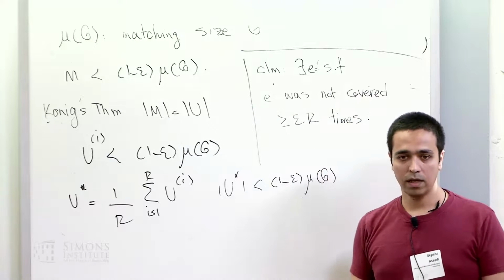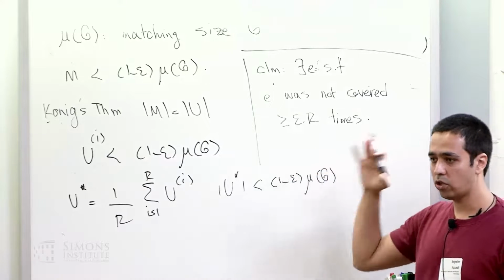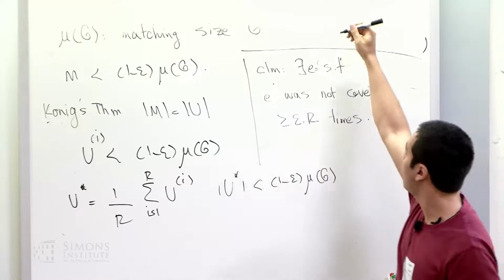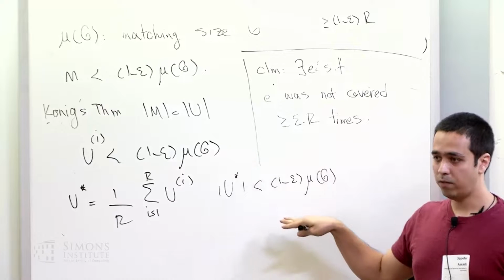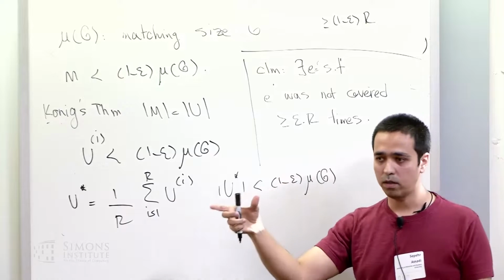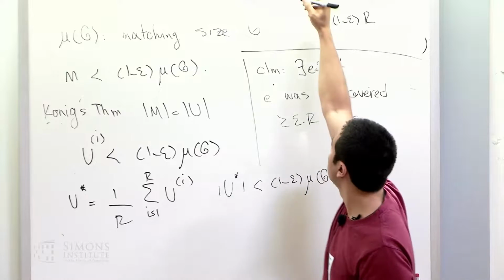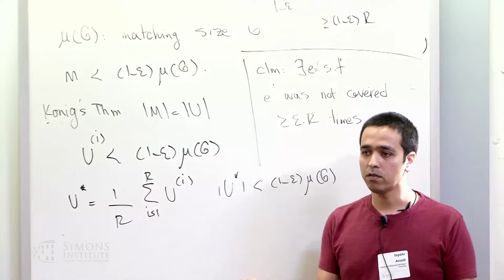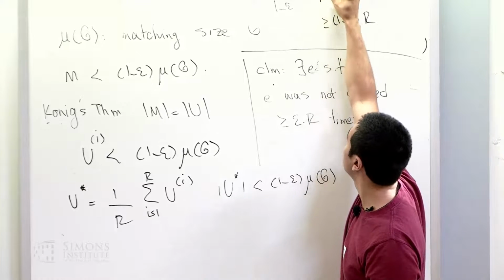There is an edge in the graph that I did not cover many, many times. Why not? Suppose every edge was covered more than (1 minus epsilon) R times. When I take the average, it means that U star covers every edge at a ratio of 1 minus epsilon. So even if I boost it and multiply U star by 1 divided by (1 minus epsilon), that's a valid fractional vertex cover of my graph. And what is its size? Its size is less than mu G.